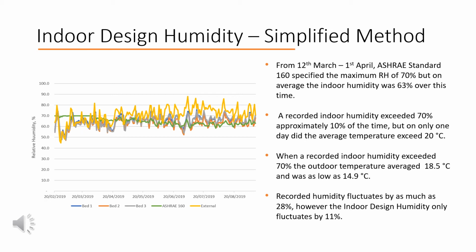Firstly, relative humidity exceeding 70% is common within this house, and the indoor design relative humidity does not consider the implications of this. And secondly, a relative humidity exceeding 70% is able to be achieved at temperatures below 20 degrees. In situations where the relative humidity exceeds 70%, the temperature averaged 18.5 and even went as low as 14.9. In these circumstances, the indoor design humidity specifies a relative humidity that is lower than what is being experienced within the space and therefore may also produce inaccurate results.